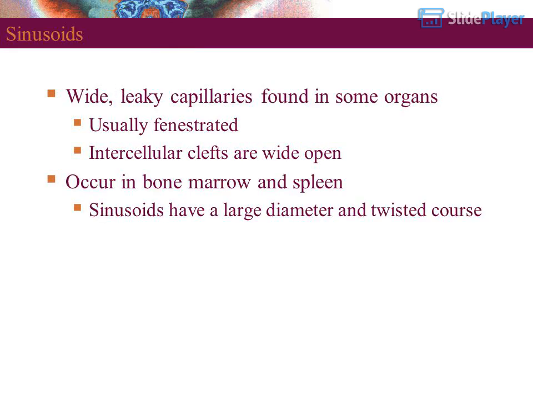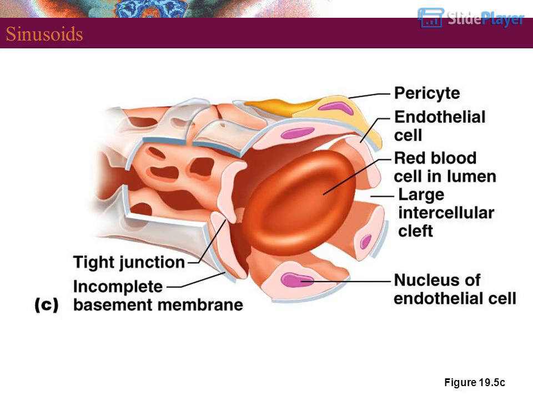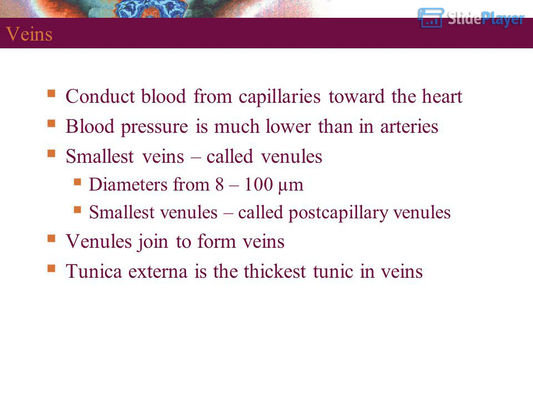Sinusoids. Wide, leaky capillaries found in some organs. Usually fenestrated. Intercellular clefts are wide open. Occur in bone marrow and spleen. Sinusoids have a large diameter and twisted course. Figure 19.5c.